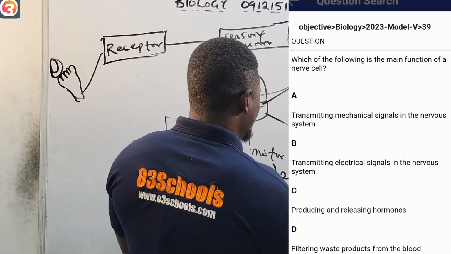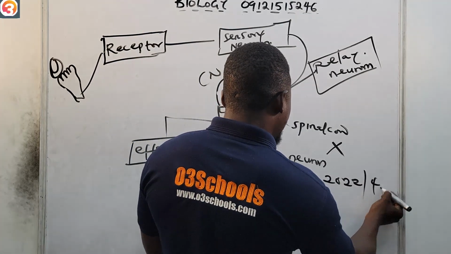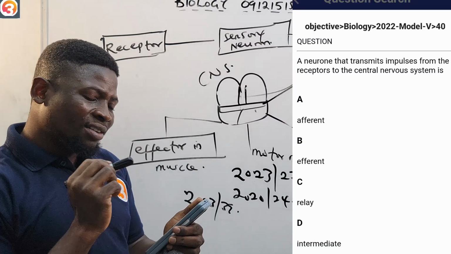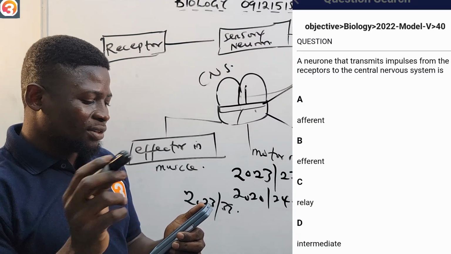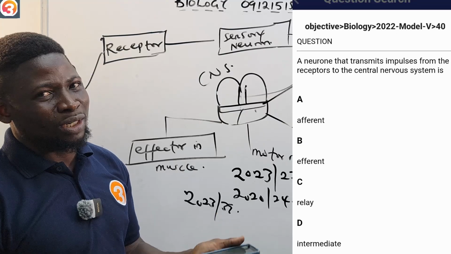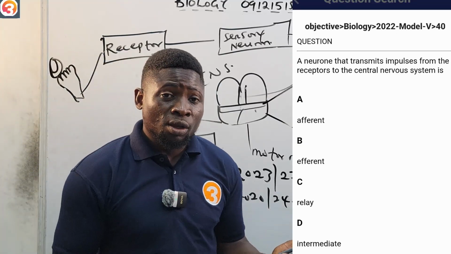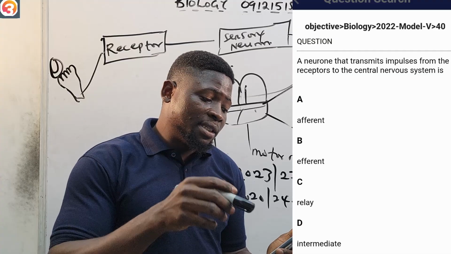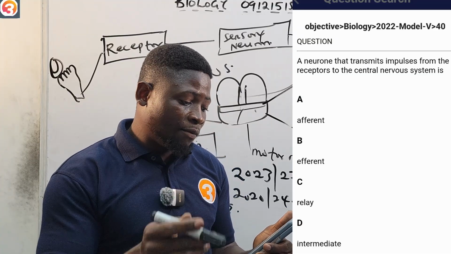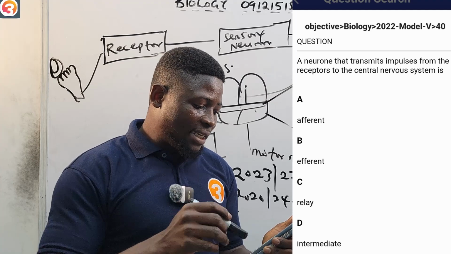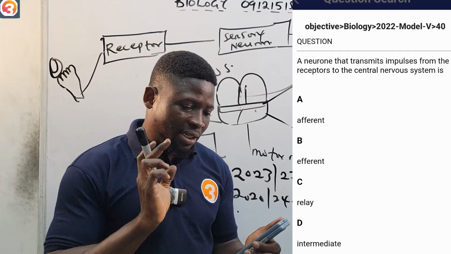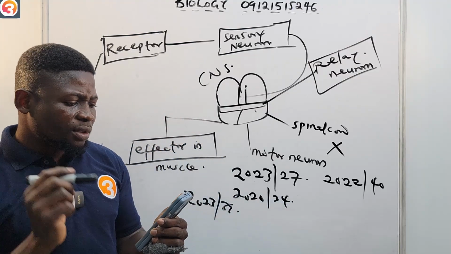Okay. They also have 2022, number 40. It says here, a neuron that transmits impulses from the receptors to the central nervous system. This is a repetitive question, okay? Later you say JAMB does not repeat question, and that's where most of you have problem from, okay? A says afferent neuron, B says efferent, C says relay, D says intermediate. I told you what the answer is. So tell me the answer in the comment section.